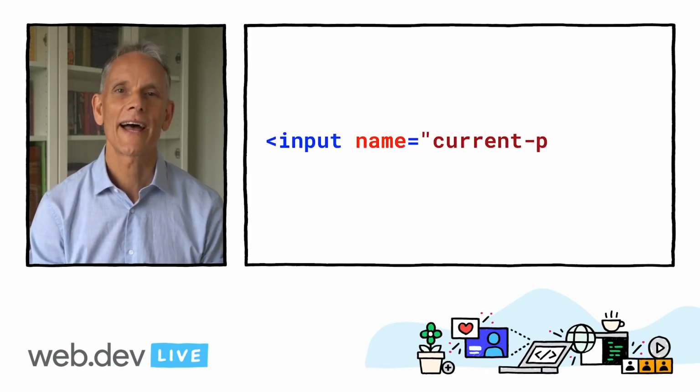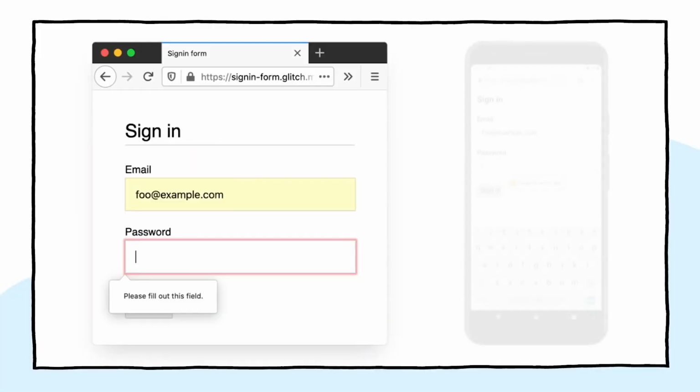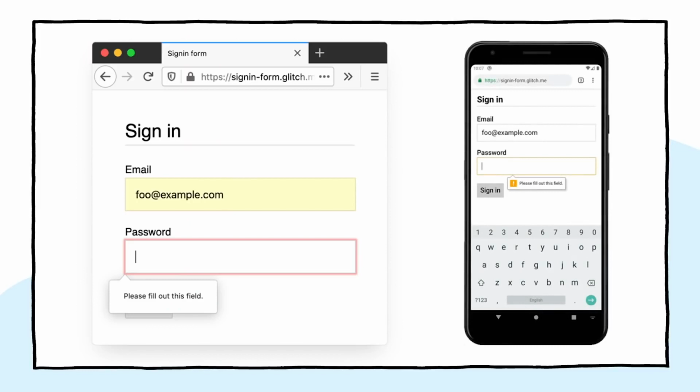Add the required attribute to both email and password fields. Modern browsers automatically prompt and set focus for missing data. And I'll say it again, no JavaScript required.